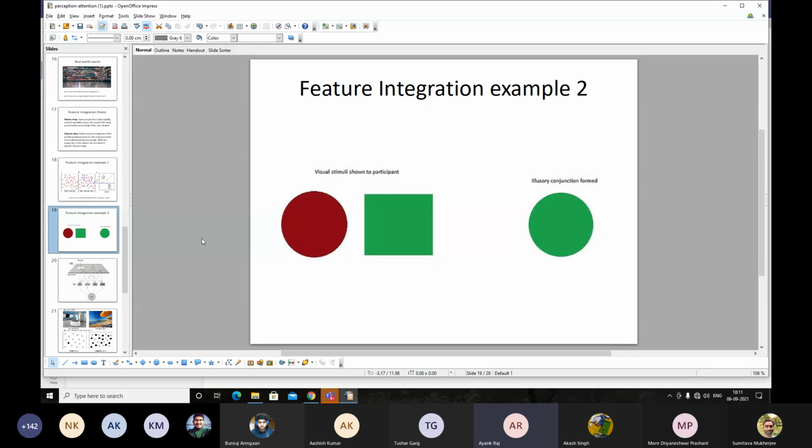I think our mind perceives first the shape of the object and then the color. So it may be possible that when we are shown a brown circle and then a green rectangle, we perceive that.